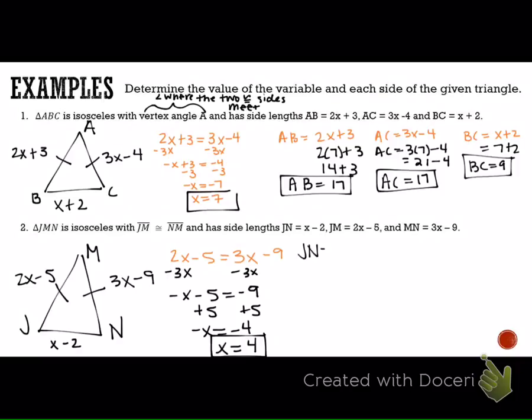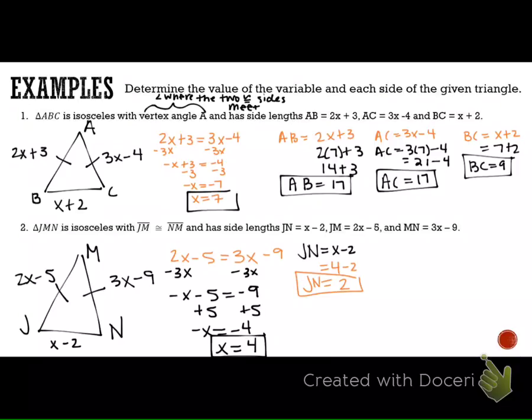So JN is x minus 2. Desiree, what do I do to find JN then? You plug in... JM is 2x minus 5. Ian, how do I find that one? Add 5. Or, yeah.